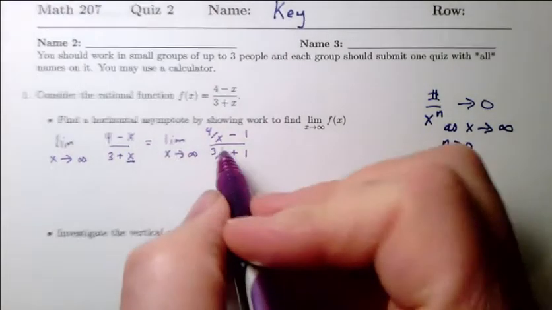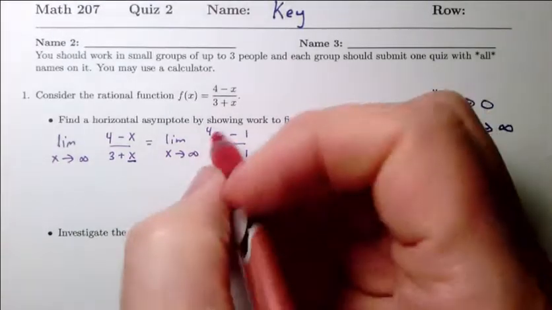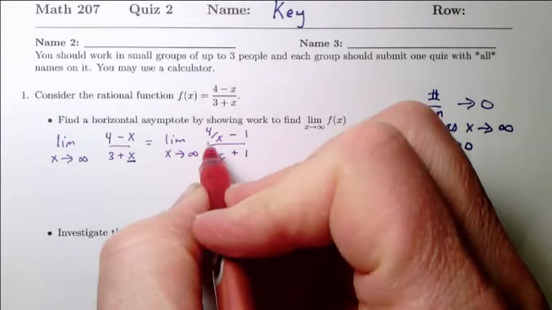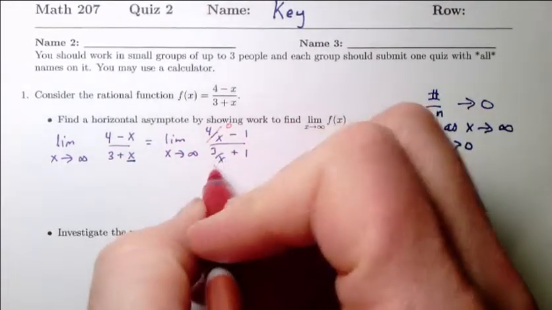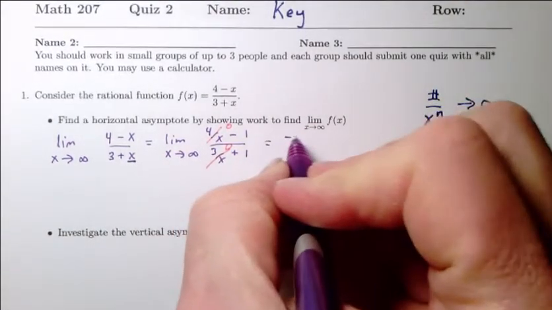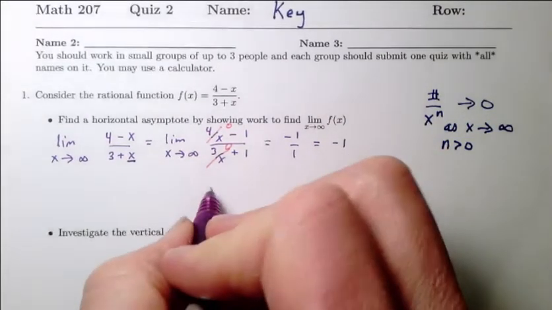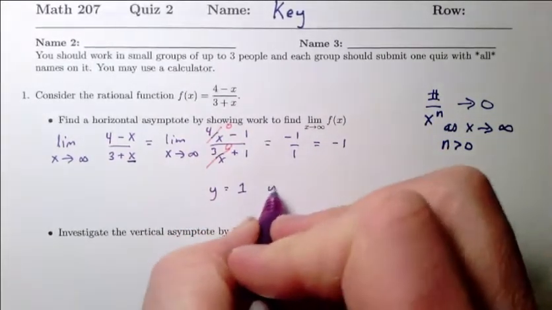And so now we can just evaluate the limit as x goes to infinity. 4 over x is 0. 3 over x goes to 0. And we can evaluate the limit now to be -1 over 1 or -1. So y equals -1 is a horizontal asymptote.